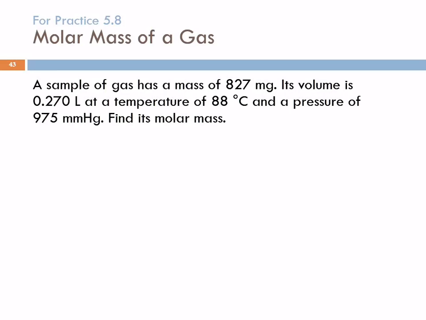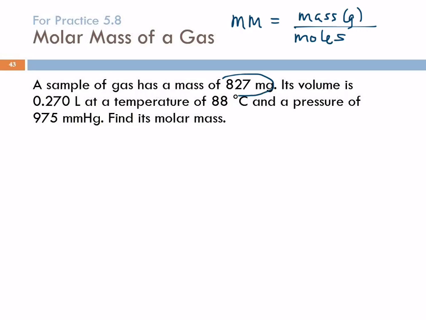Well, we can use some fancy equation, but I think it's better to just think about it. Molar mass is what? It's the mass divided by the number of moles. So I'm just going to stick that up here. Molar mass equals the mass in grams divided by the number of moles. So it's grams per mole, right? So we need the mass and we need the moles of this sample.